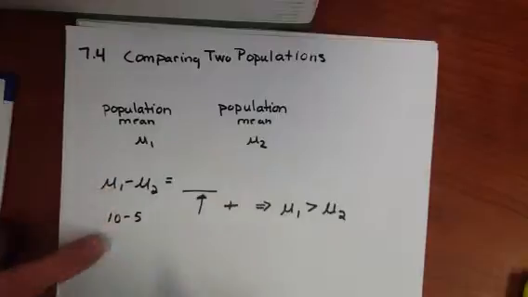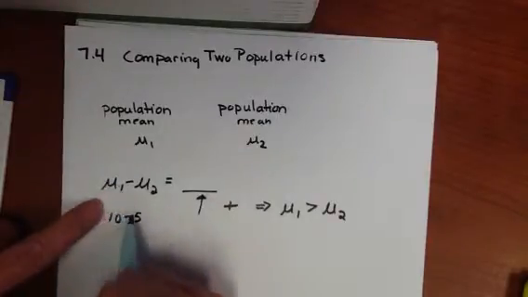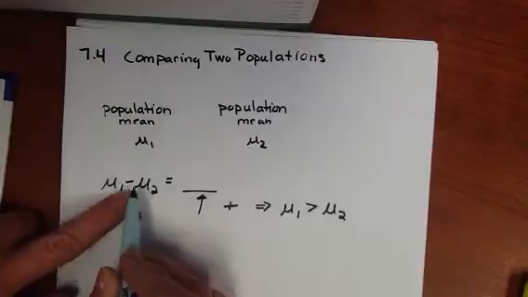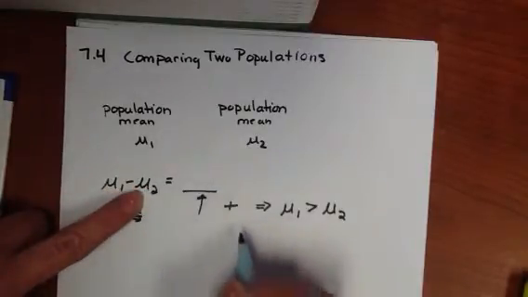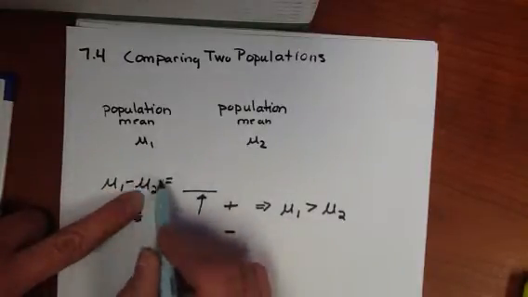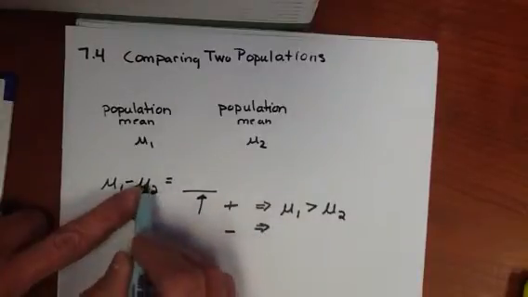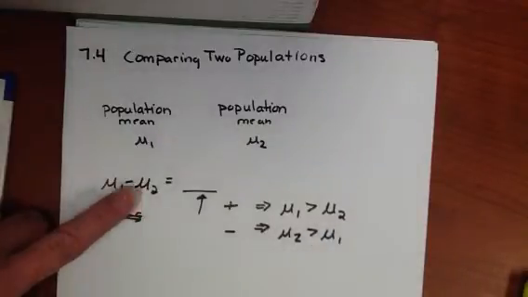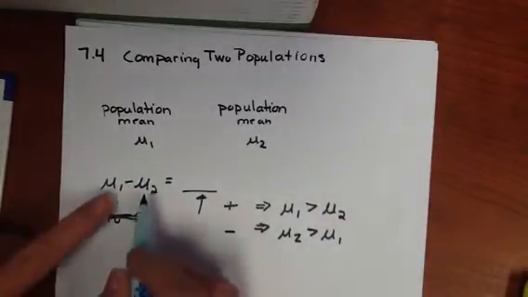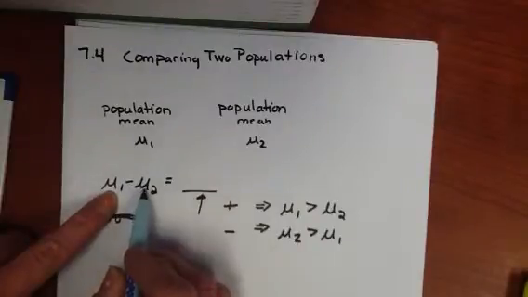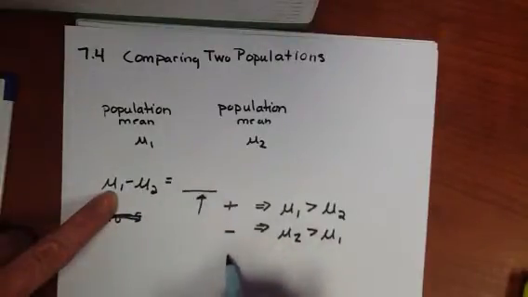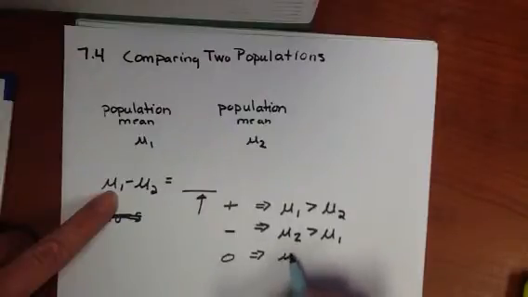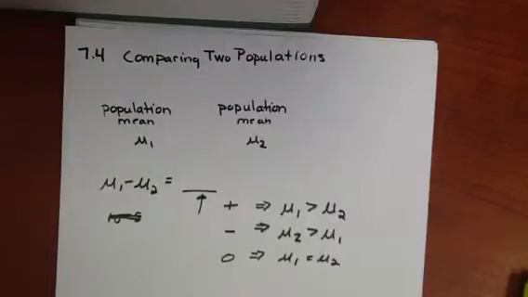Okay? And that same understanding is if this number is smaller than this number, say 5 minus 10, we would get a negative answer. So if we get a negative answer, that is telling us that the second mean is larger than the first mean. If these two means are the same, we get an answer of 0 here, and that means that mu1 equals mu2. So what we're going to do is use this to interpret the confidence interval that we're estimating.